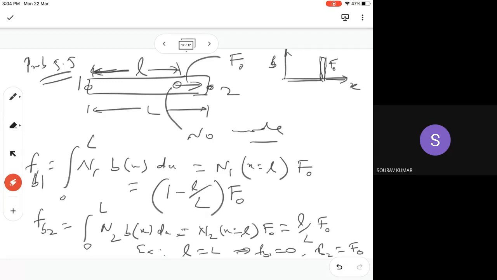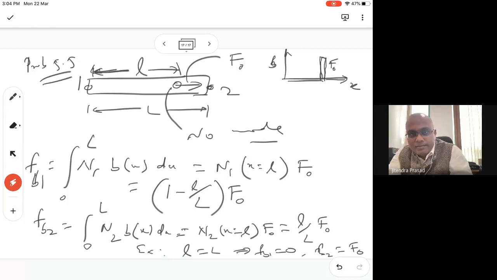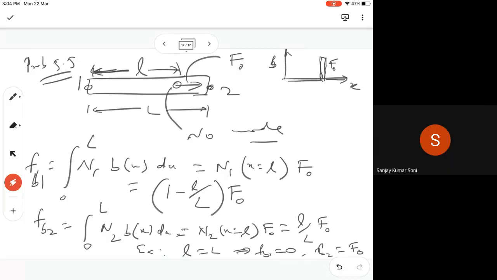Yeah, okay. Sir, in problem 5.5, if we see at node 2, the continuity of area is not there.